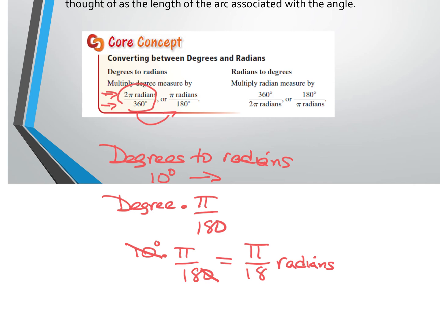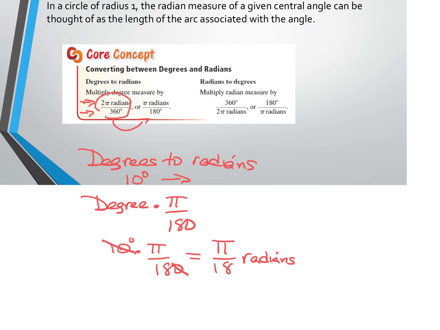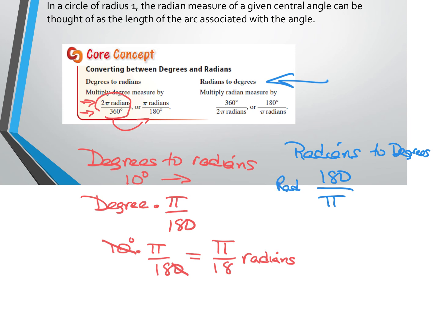If I want to go the other way, from radians to degrees, I'm just going to flip the conversion. And I would multiply by 180 over pi. So I would take my radian measure, and I'm going to multiply it by 180 over pi.